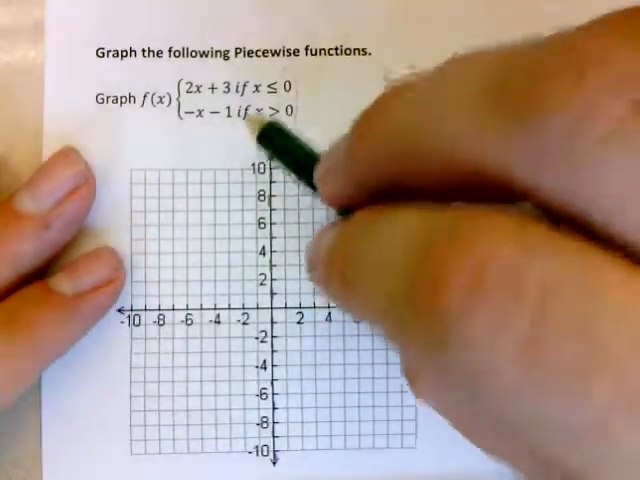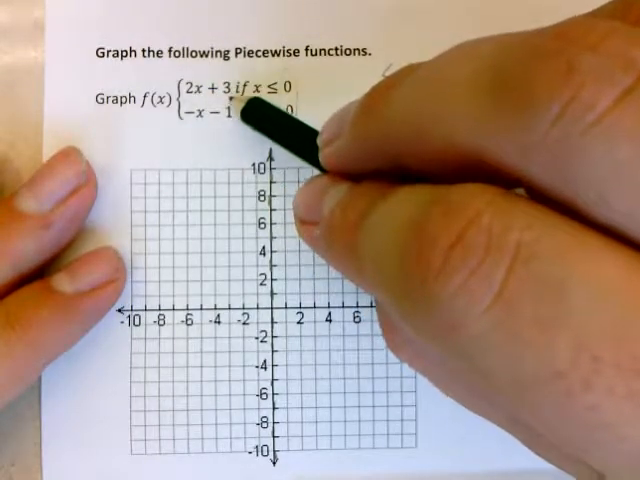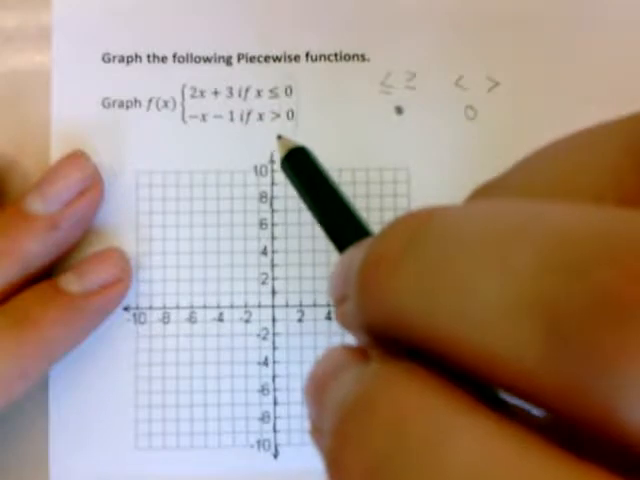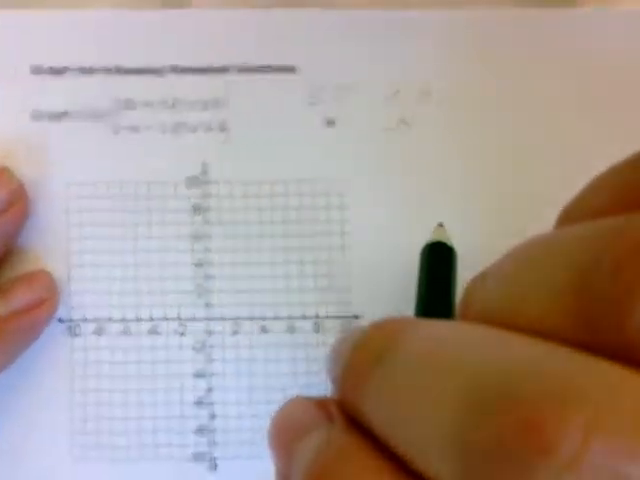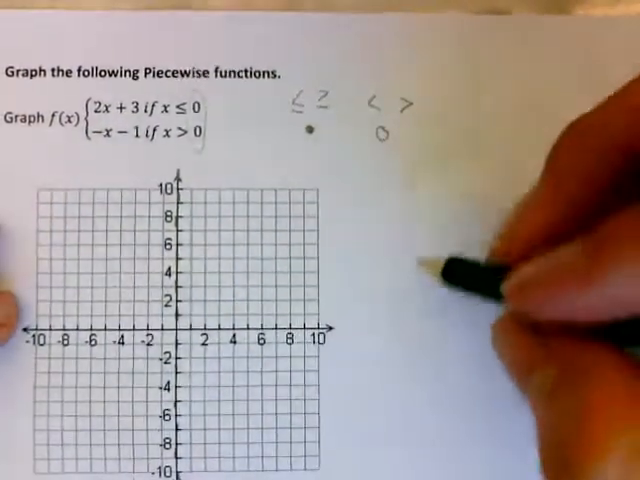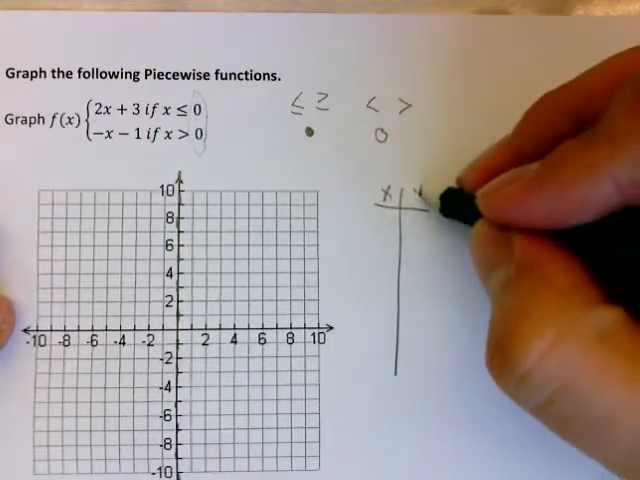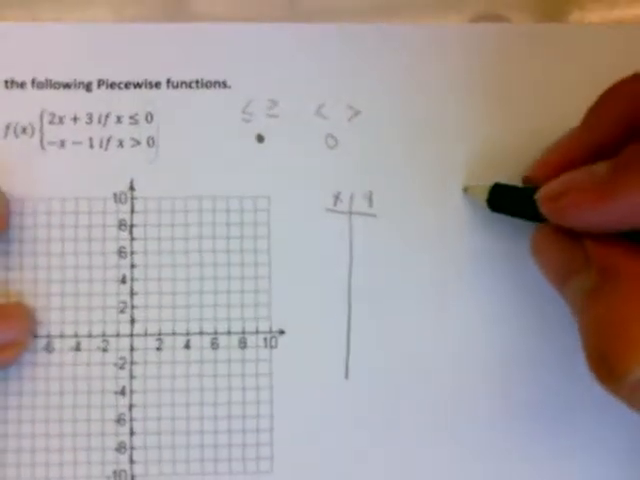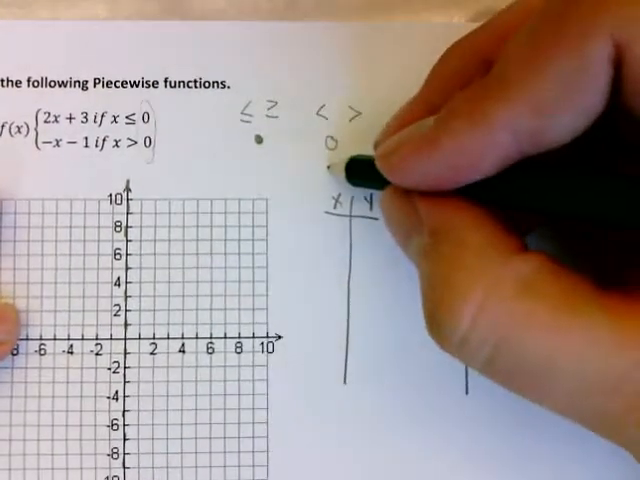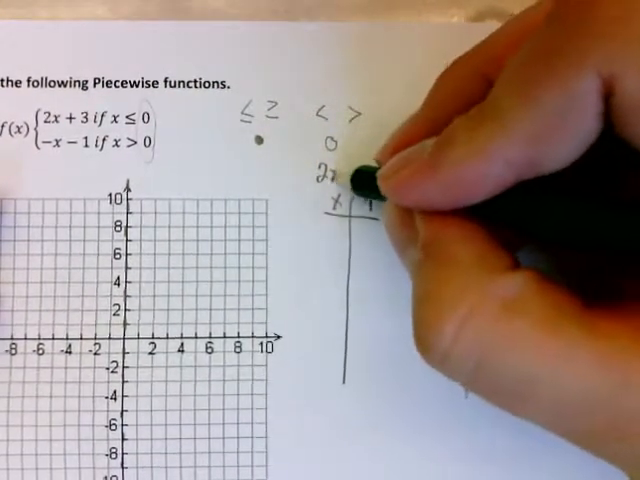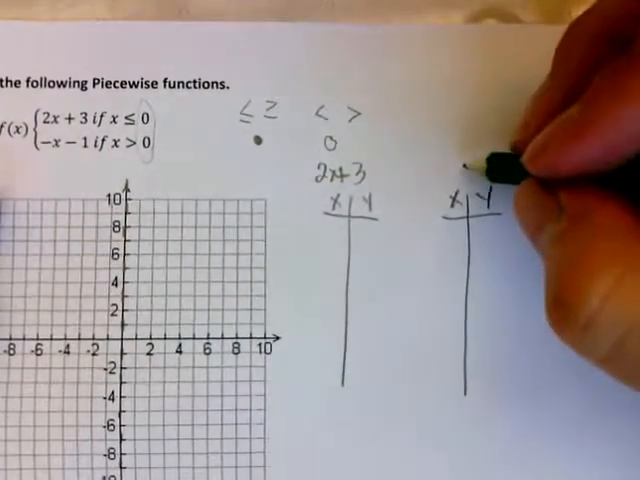The first one, 2x plus 3. So, what I'm going to have to do is make two t-charts, with X and Y. My first t-chart is going to deal with the first one. Second t-chart is going to deal with the second one.